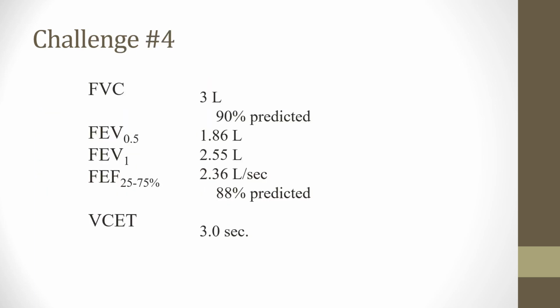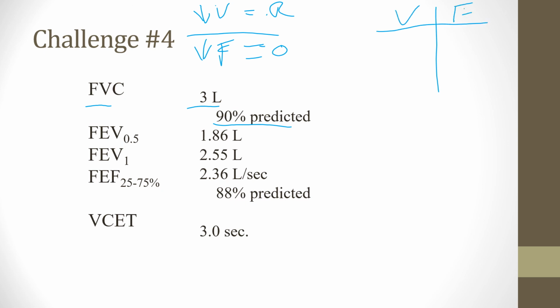Let's do another one. Uh-oh, this looks a little bit different. So I have a forced vital capacity, and it's 3 liters, which is 90% of predicted. So this is where you can still do it: if I have decreased volumes equals restrictive, decreased flows equals obstructive, and then we can do our little tally thing, volume and flow. All right, so far my forced vital capacity is 90% of predicted, so that's good, right? There's no slow vital capacity, so that's fine. I'm just going to put N for normal. Okay, my FEV1 is at 2.55 liters. My FEF 25 to 75% is 88% of predicted. And my FET is about 3 seconds. That's how long it took.